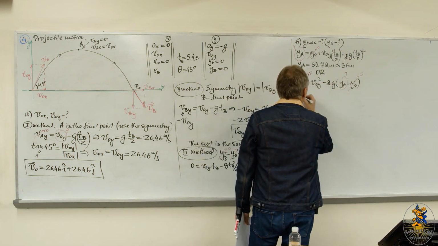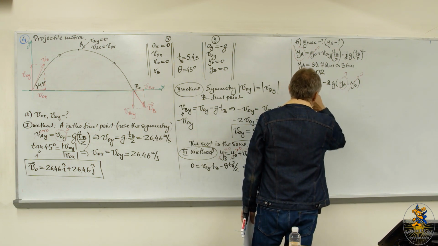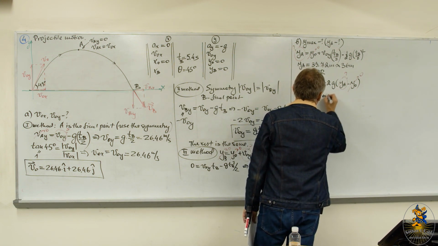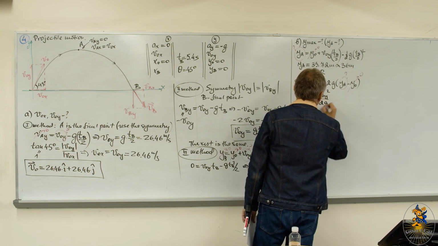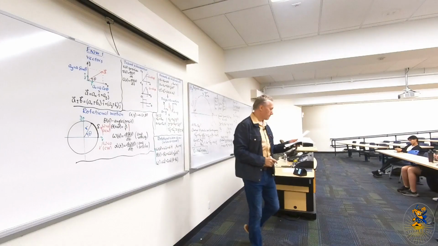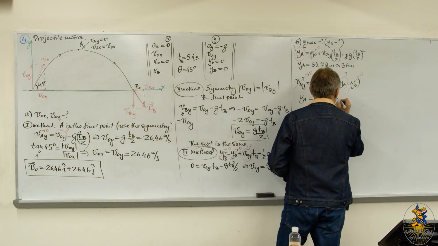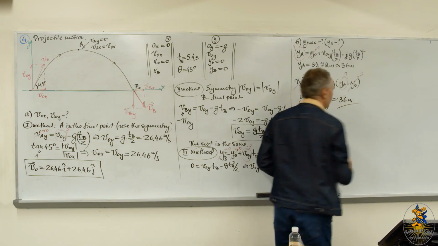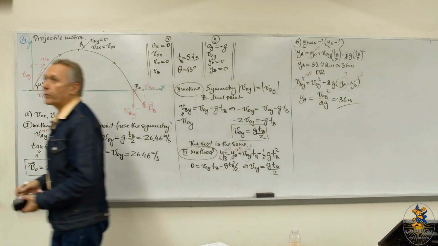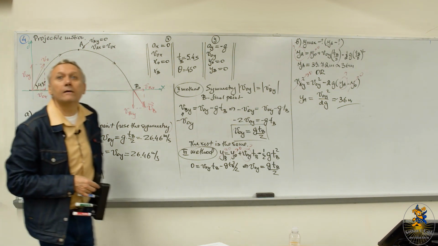Of course, you can solve it. So y_a will be equal to v_0y squared over 2g. Okay, so the same, approximately 36 meters. So you see, quite often there is more than one method of answering this or that question.